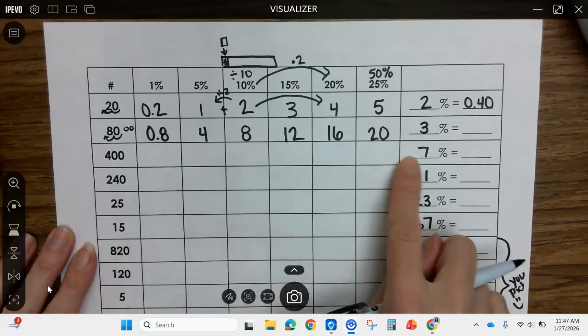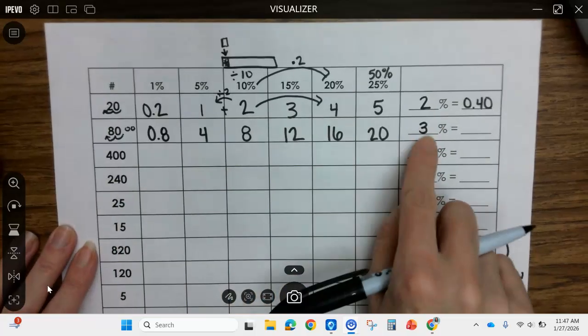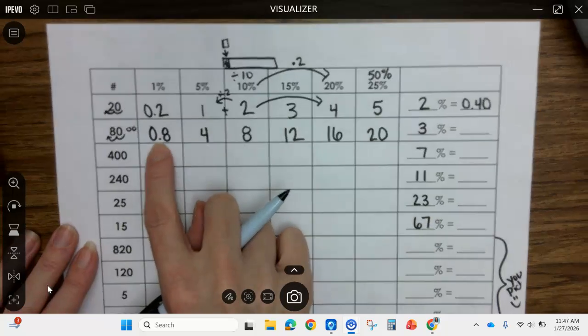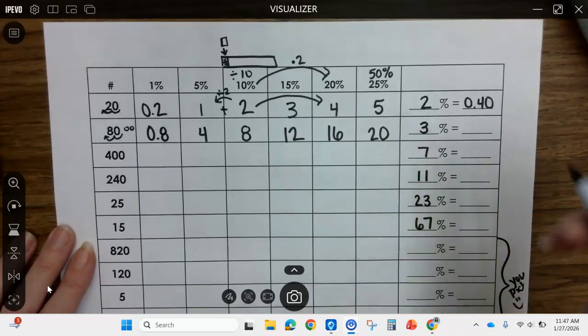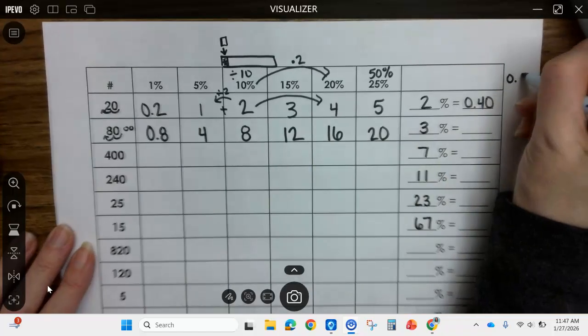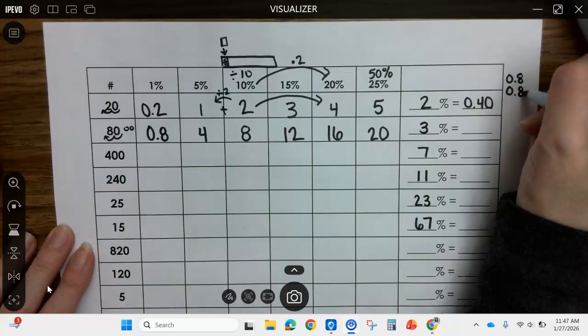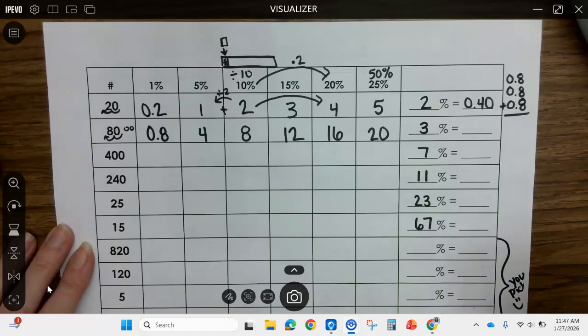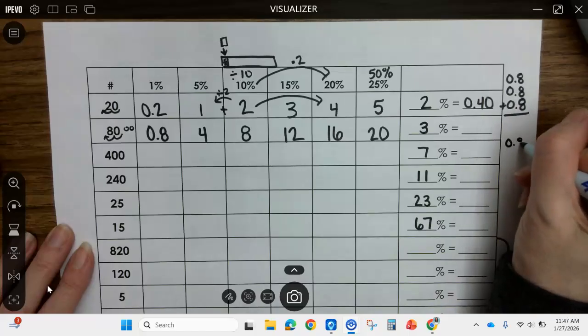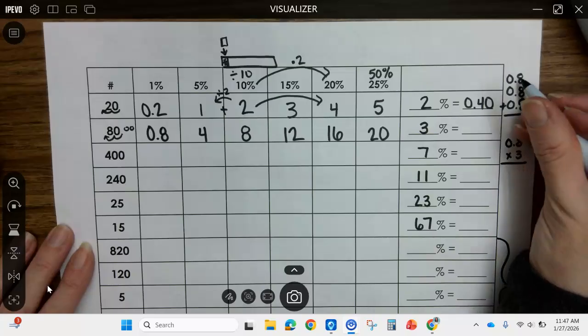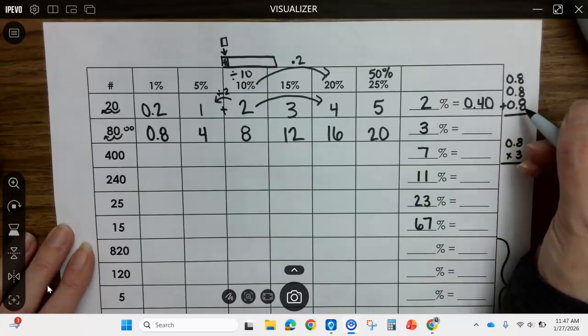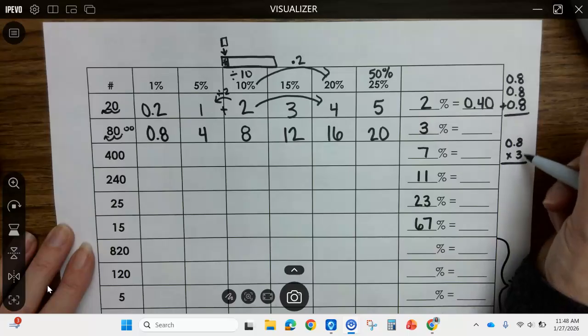So for each of these, oh wait, I have to do 3%. So 3%, I could take my 1% number, and then I'm going to times it by 3, or I can add it to itself 3 times. Those are the same thing. I'm either going to add it to itself 3 times, or repeated addition 3 times means I'm timesing it by 3. I'm going to do this one.